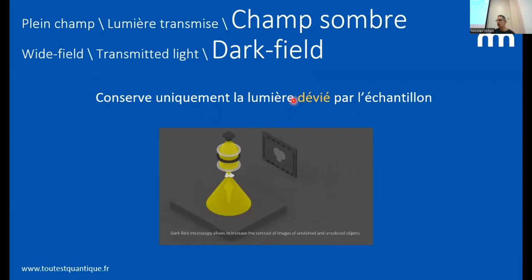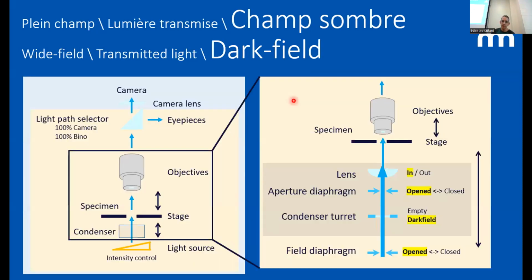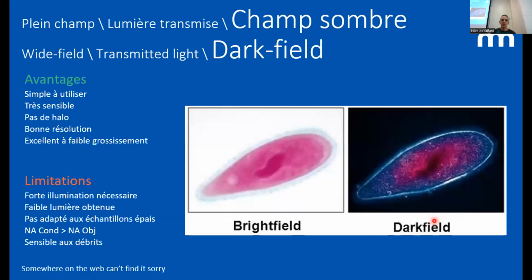With this, you can actually observe things that are invisible with regular light. So what do you need to do dark field on a microscope? Well, you just need to put a filter in. In the condenser turret, we usually have this filter. You just put it in and you have a dark field microscope. Why is it useful? Because it's very easy to use. You just put a filter in and then you're done.